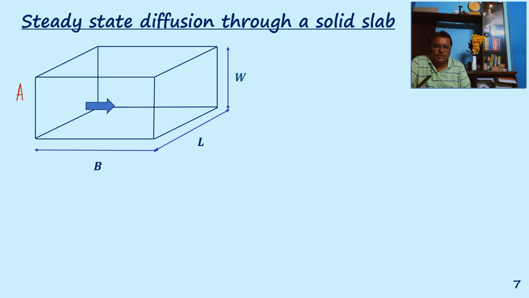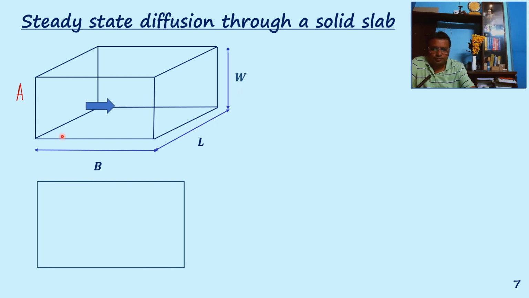Okay, so for this diffusion, the area that is available for diffusion will be the area of this face. And what is this area? How to calculate this area? This is simply L into W. So area for mass transfer in this particular case, area through which diffusion occurs, is L into W.